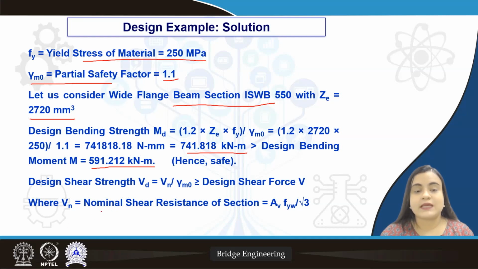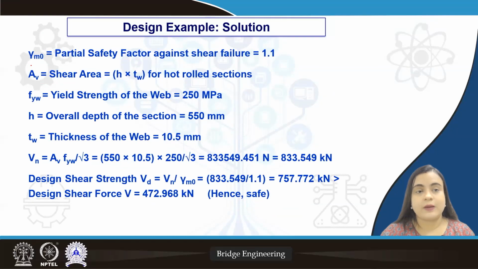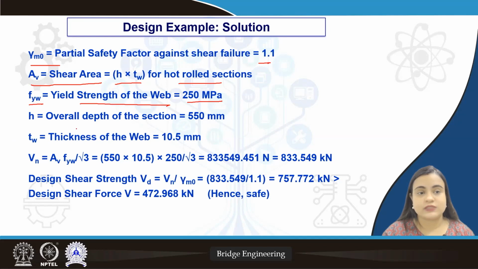Now, Vn stands for nominal shear resistance of the section, that is taken as AV times Fyw divided by square root of 3. Here, gamma m0 is partial safety factor against shear failure, that is taken to be 1.1. AV stands for shear area, that is equal to H times TW for hot roll sections. Fyw stands for yield strength of the web, that is equal to 250 MPa. H stands for overall depth of the section, that is equal to 550 millimeter. TW stands for thickness of the web, that is equal to 10.5 millimeter.